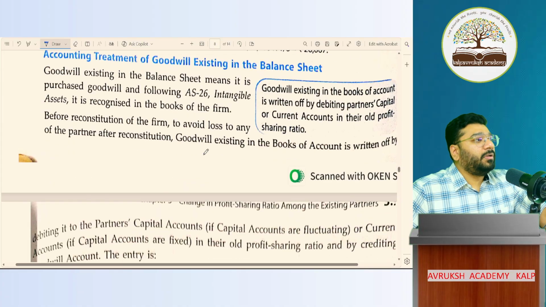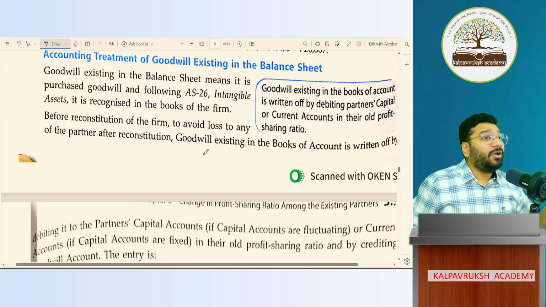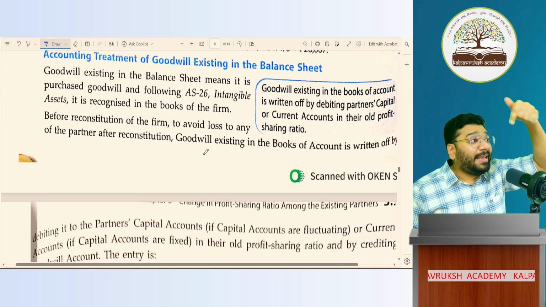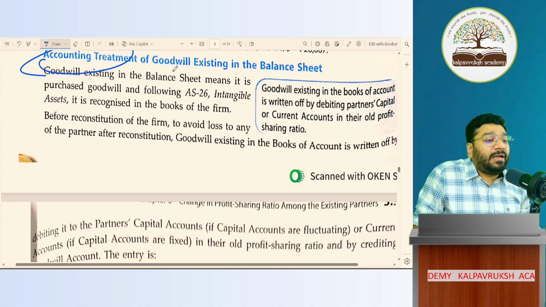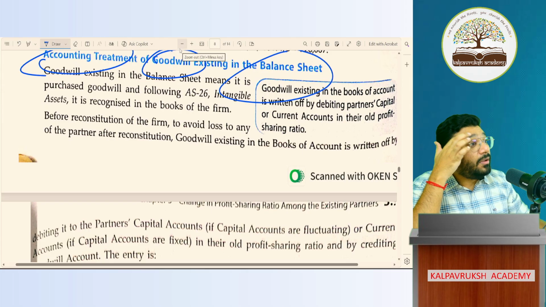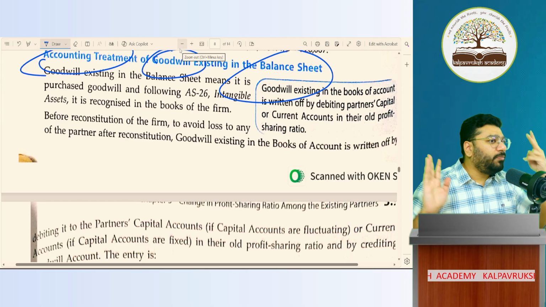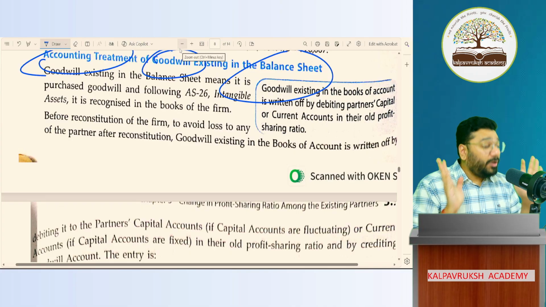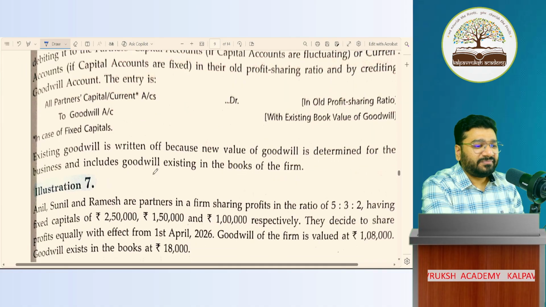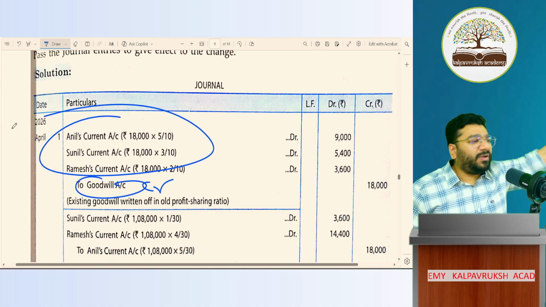Now, the concept of accounting for goodwill. Which goodwill? This was the new goodwill. In the goodwill chapter, we learned that in the balance sheet there is one existing goodwill. What accounting treatment applies to that goodwill, we will learn in the next class. I will tell this topic, 2 minutes I will finish. I'll tell the entry in 2 minutes. Goodwill will be credited. All the old partners will be debited. Game over.